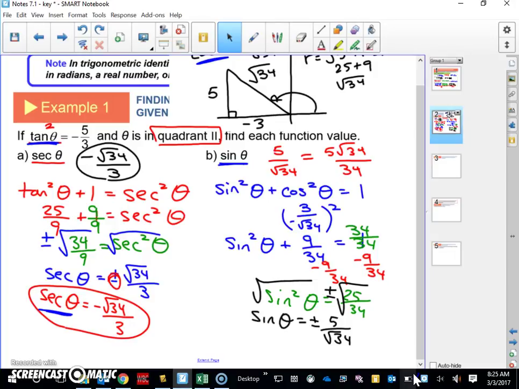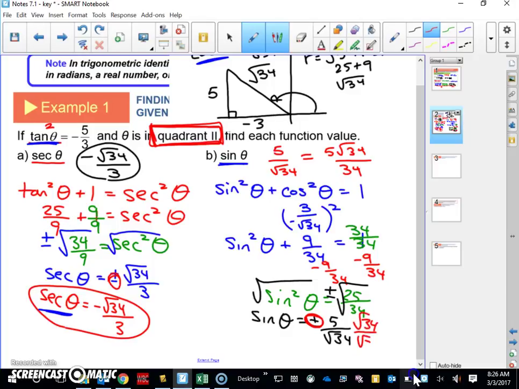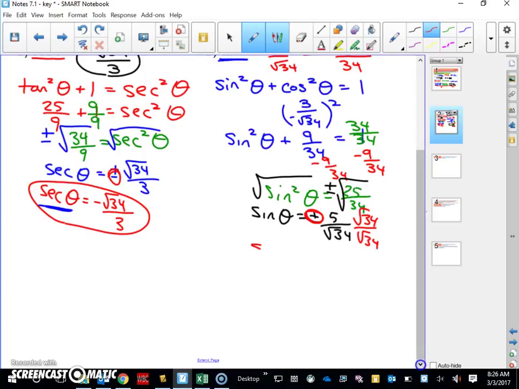Now, in that step, you can go back and say, oh, yeah, but wait a minute, we're in the second quadrant, right? And what do we know about sine in the second quadrant? It's positive. So we know it's going to be the positive version. Let's just rationalize. And that's going to give us sine theta equals 5 times the square root of 34 over 34.